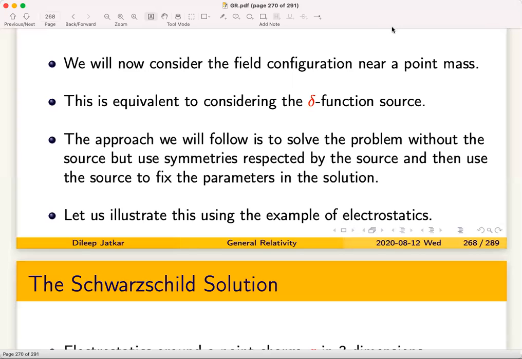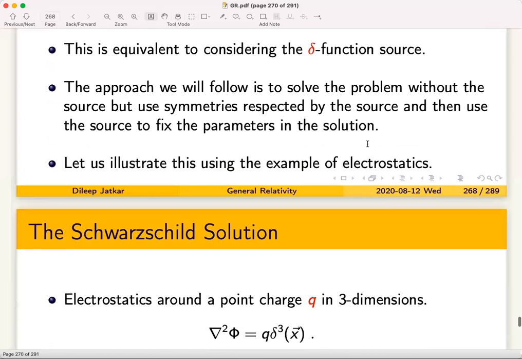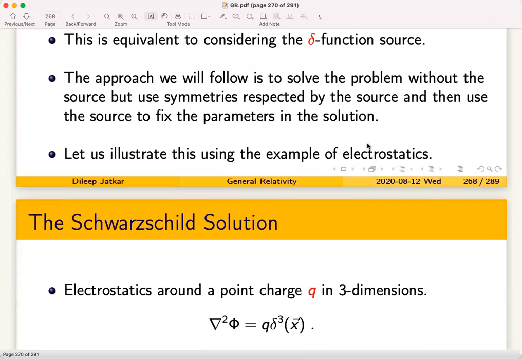Okay, fine. So if you have a source, then you are of course not solving the vacuum Einstein equation, which was R alpha beta minus half G alpha beta R is equal to 0. That's not what we are going to solve. We are going to solve the equation R alpha beta minus half G alpha beta R is equal to T alpha beta, and T alpha beta is generated by this delta function source. Now the question is, how do we go about solving a problem which involves a delta function source?